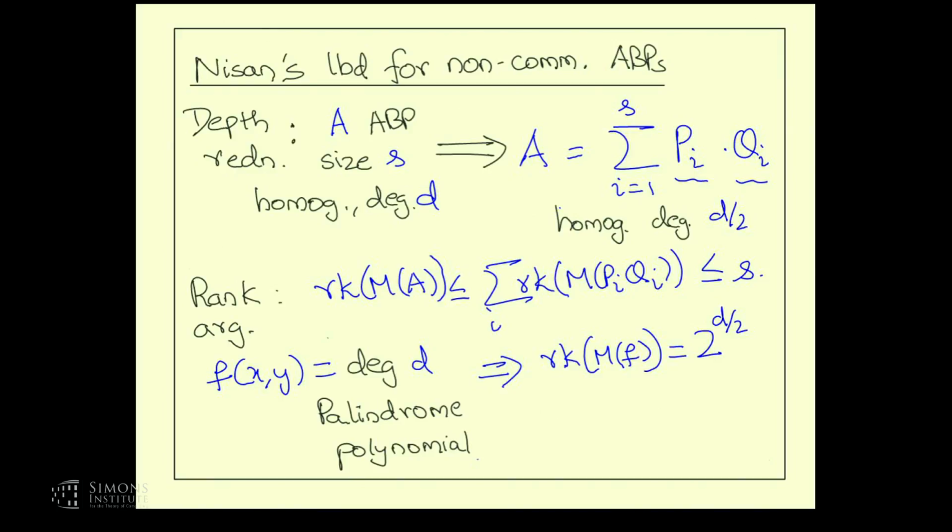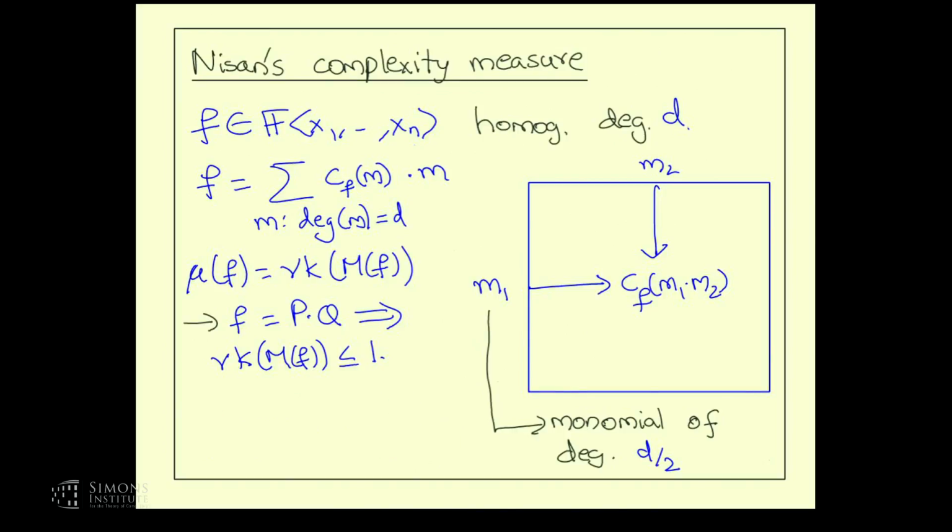So where have we used the non-commutativity? The non-commutativity was used in this statement, because what you are really using here is that the coefficient of m1 times m2 in f is the coefficient of m1 in p times the coefficient of m2 in q. And that's because of non-commutativity. So it's a rank 1 matrix because it's non-commutative. It's not in general rank 1.